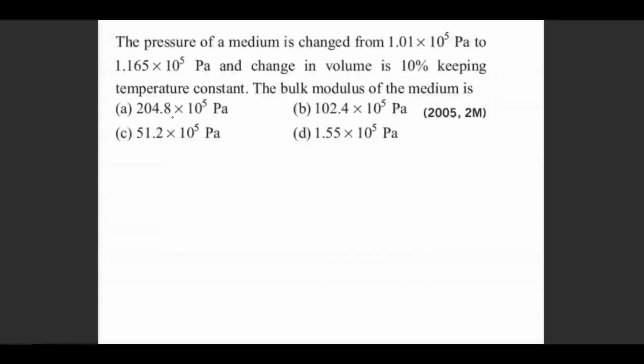Okay, the next question is from IIT JEE 2005. Now in this question, we have to find the bulk modulus of the medium, right? So we know bulk modulus is defined like this, correct? So if you look at the question, delta P is nothing but final pressure minus initial pressure. That would be this much. Should be 0.155 into 10 to the power 5. Delta V by V. So fractional change is 10%.